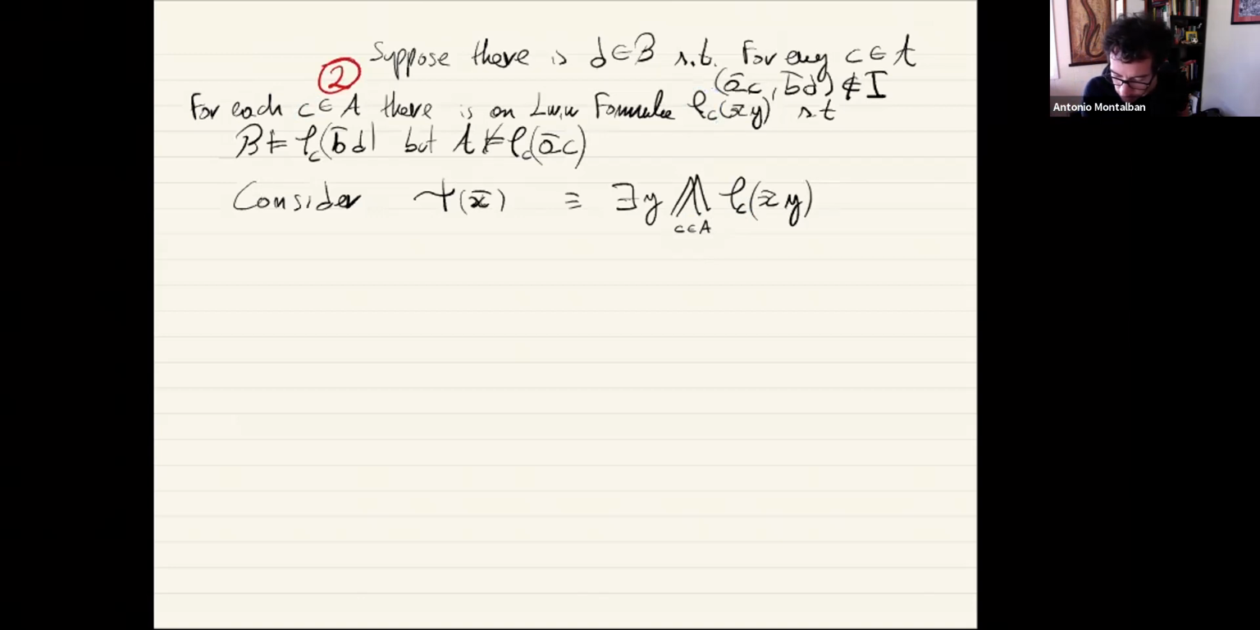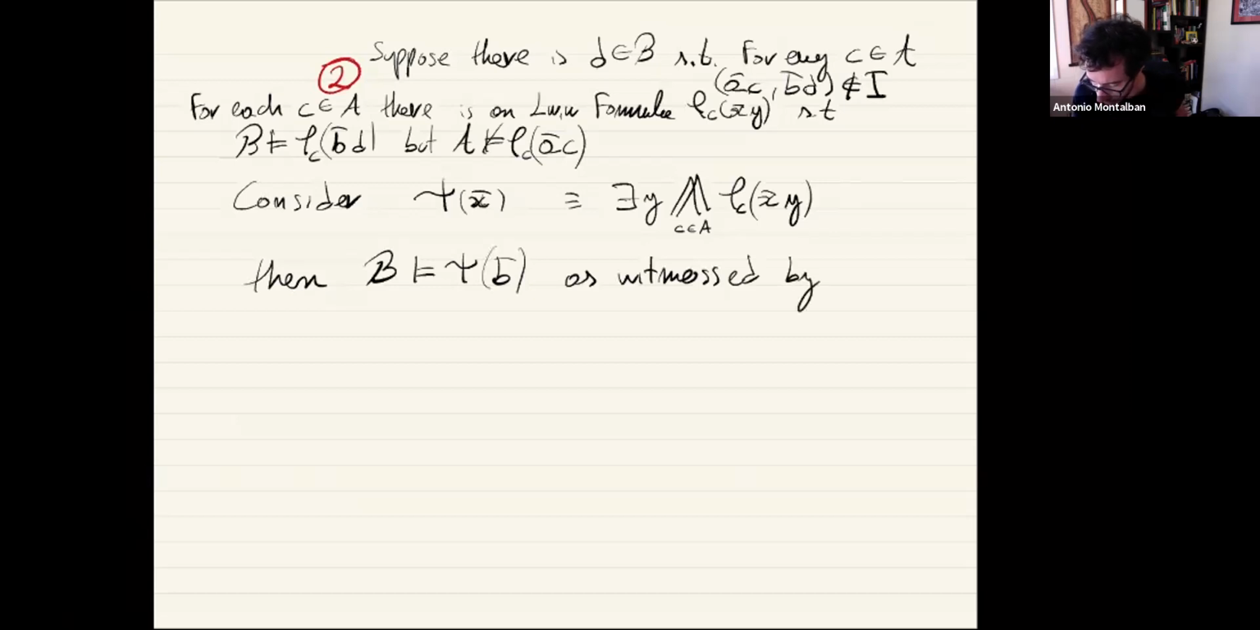So then what's up with these formulas? Then B models psi of B, as witnessed by D. Because right here, for every C, BD satisfies the formula. So if you put D equals Y, this one is your Y and this one is your X, then you satisfy them all. But A models the negation of psi of A.